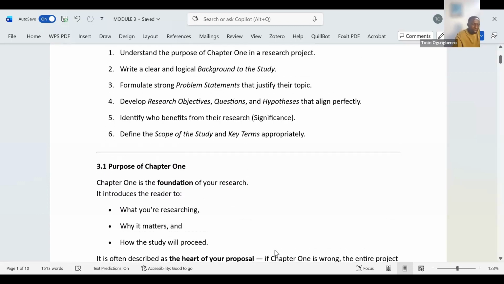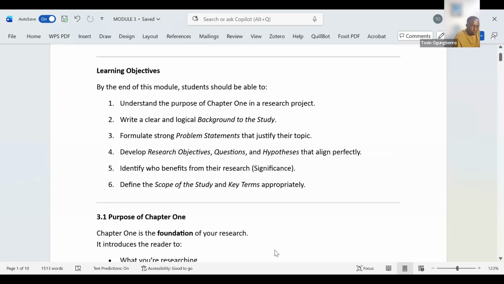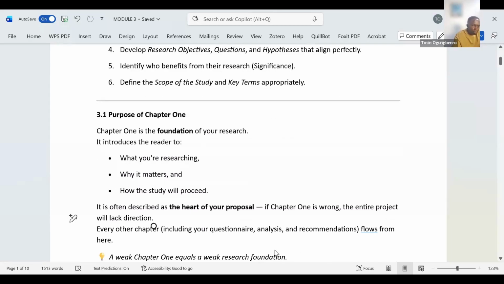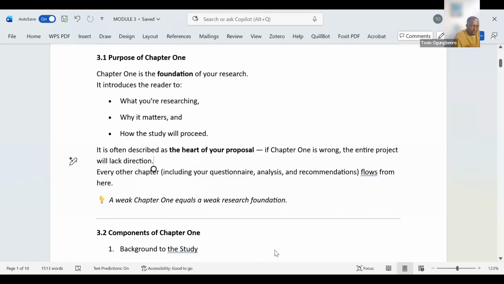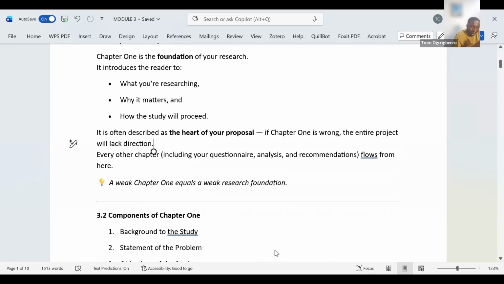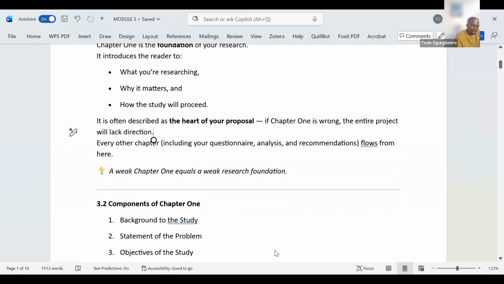It practically lays the foundation for your work. It's more like the heart of your work. Like I said here, every other chapter, including your questionnaire, analysis, and recommendation, flows from your chapter one.